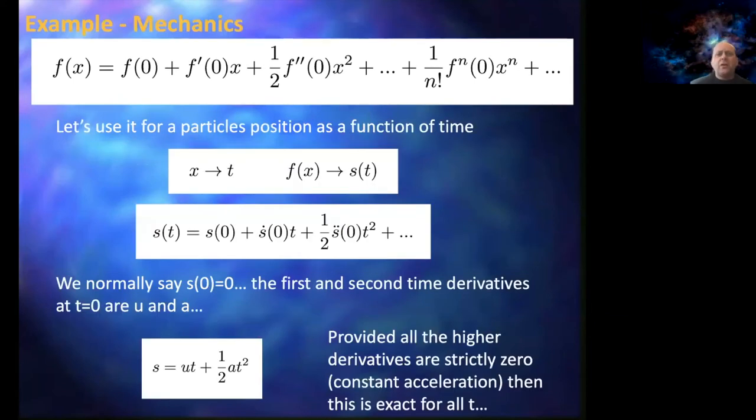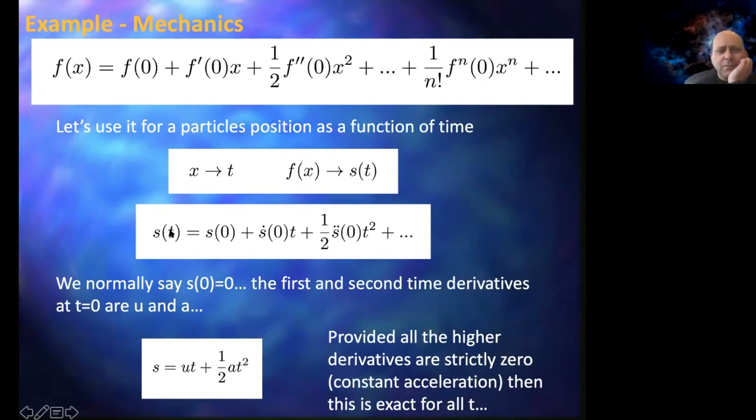Okay, so again, I'm going to do some examples with you and show you some things that you kind of already know. So let me think about using this general form for the position of a particle as a function of time. So now I'm going to treat x not as a position, but as time. So I just relabel the x-axis on my graph to be t. So these all become t's, and these derivatives were d by dx's, but now they're d by dt's. And I'm going to make the thing that I'm evaluating on the y-axis the position s. So I rewrite all of my f's as s's.